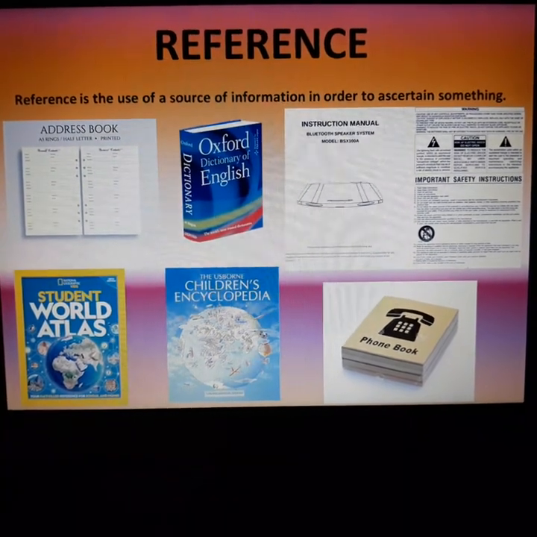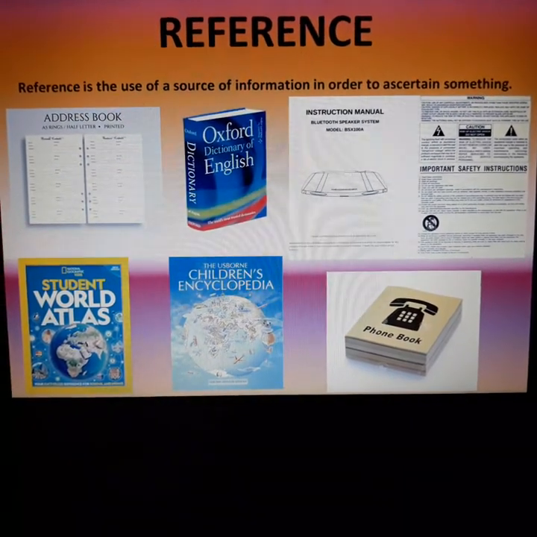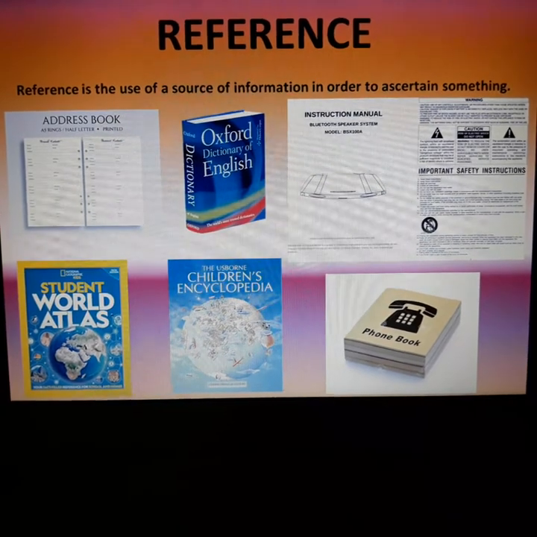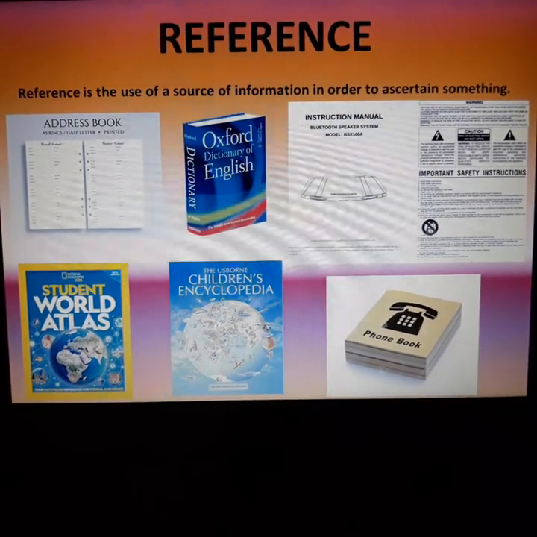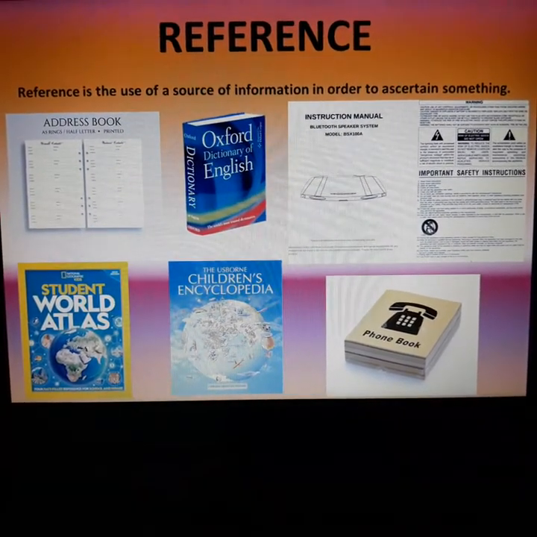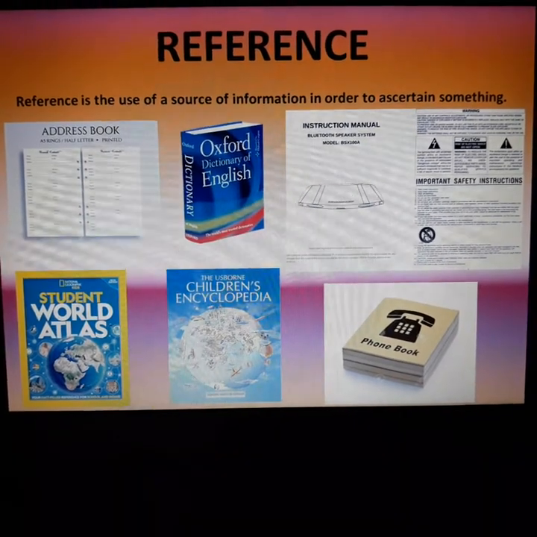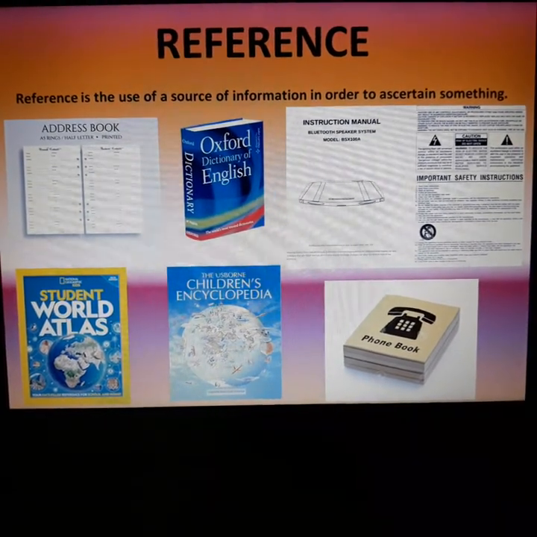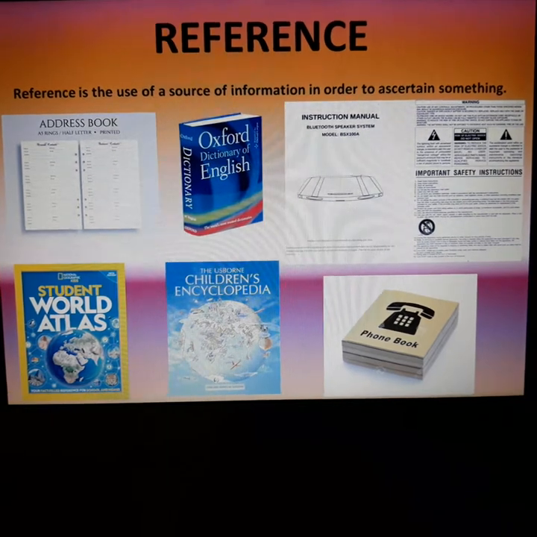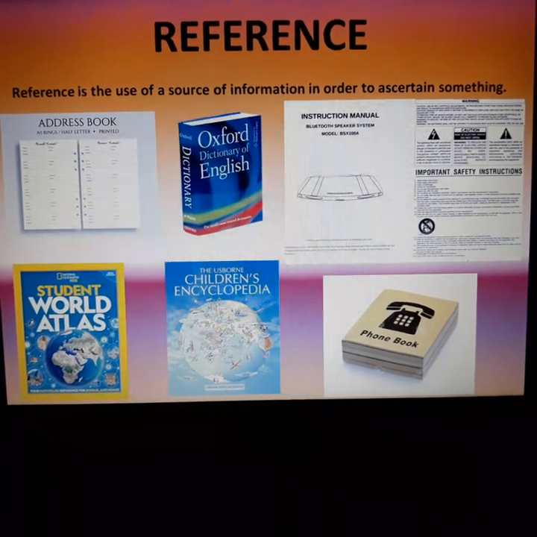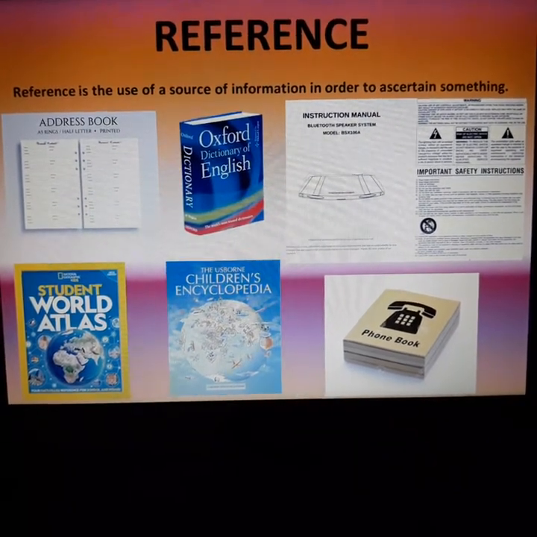Instruction manual is a manual usually accompanying a technical device and explaining how to install or operate it. Phone book is a book that lists the names, addresses, and the phone number of the people and businesses in a certain area.